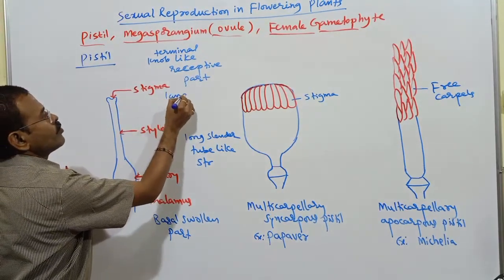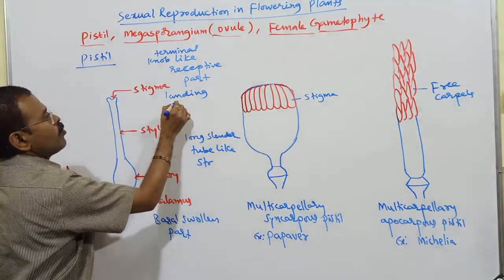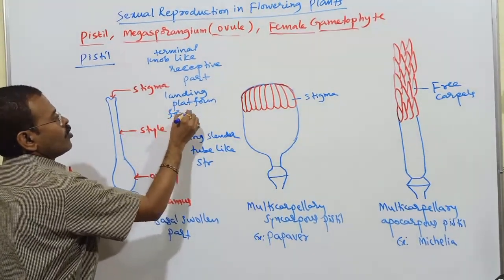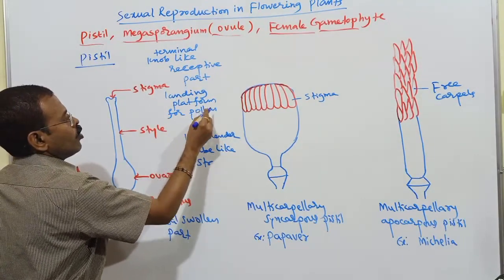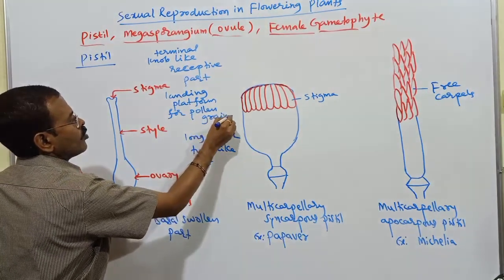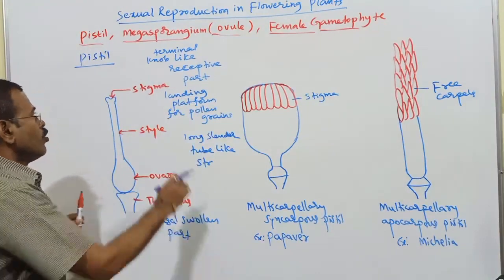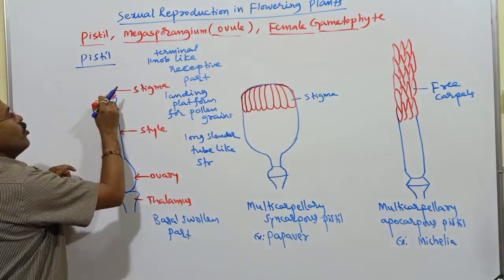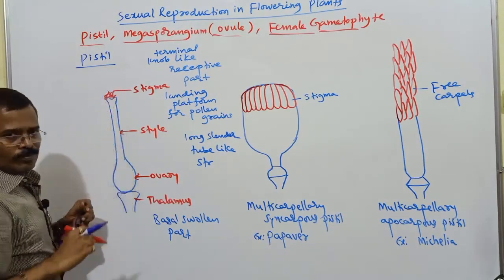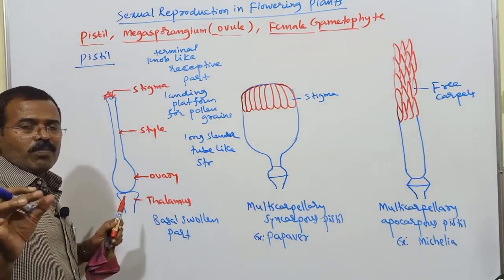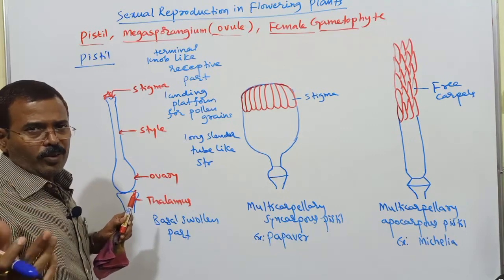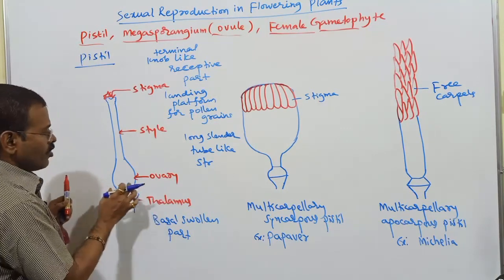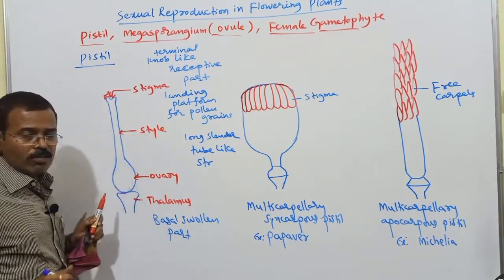Stigma, landing platform for pollen grains. So after pollination, this stigma is going to receive the pollen grain like this. So these are the three parts of the gynoecium or pistil, which is made up of carpel. Usually we say carpel is differentiated into ovary, style and stigma.